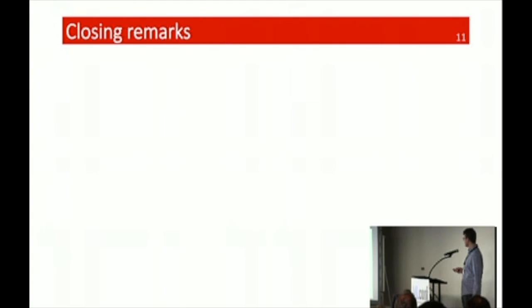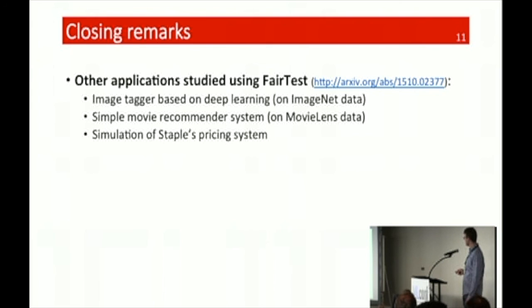So, some closing remarks. You can find our preliminary paper online. We describe some other applications that we've looked into. We experimented with an image tagger on ImageNet, trying to replicate this Google issue. We took pictures on ImageNet of white people and of black people, tagged them, and then tried to see which tags were disproportionately applied to different races.